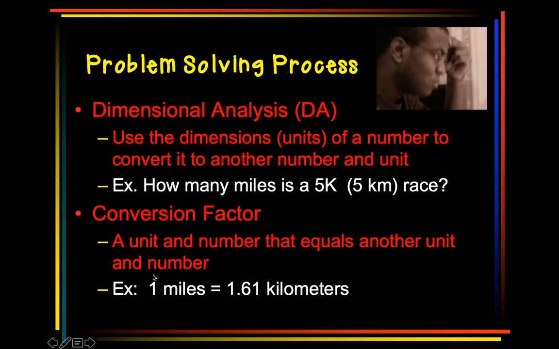It wouldn't make sense if I said 1 equals 1.61. You would think I was being weird. 1 does not equal 1.61 unless you put measurement units with it. So 1 mile does equal 1.61 kilometers. It also doesn't make sense if I just say mile equals kilometers. That's not true. But when you have conversion factors, you have a unit with a number equaling another unit and a new number. So these two things are equal to each other because they're thinking in different dimensions, different units.